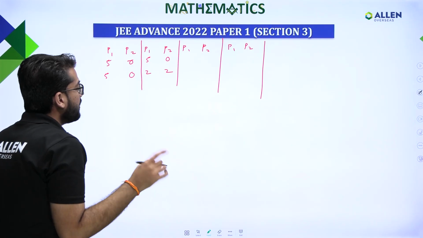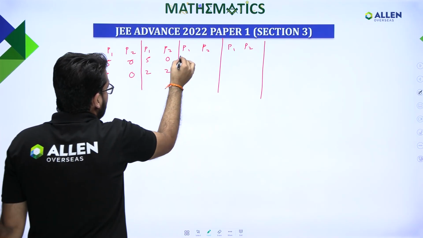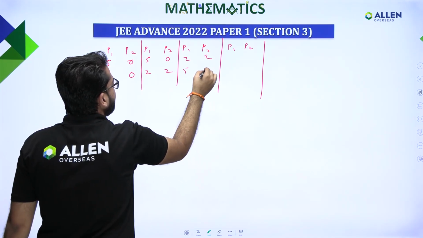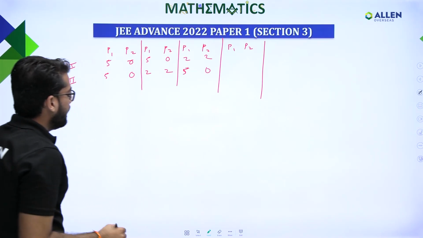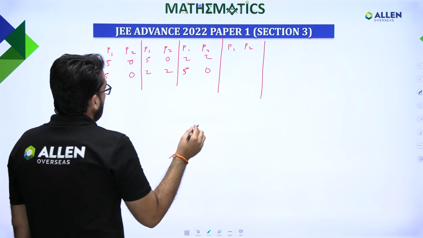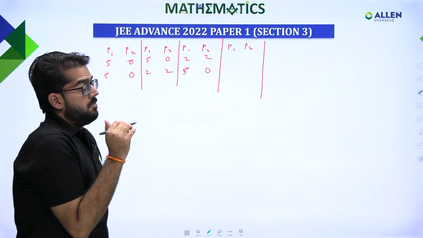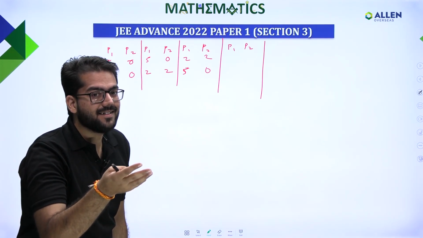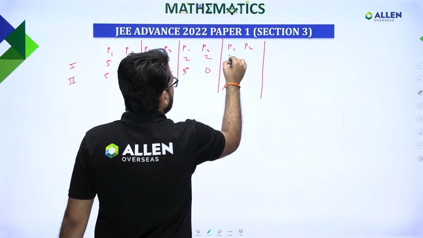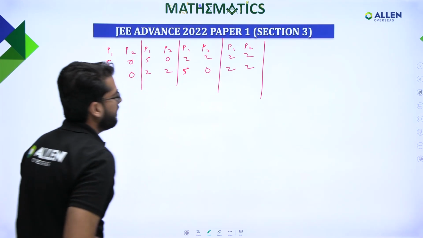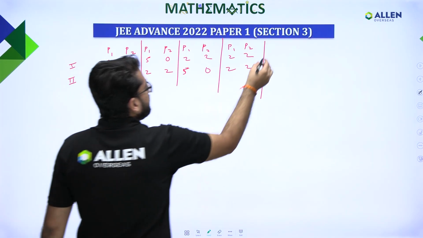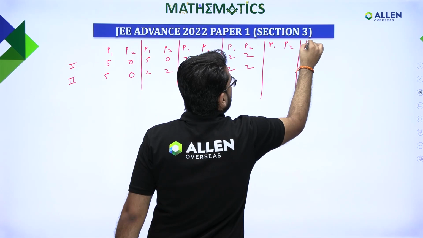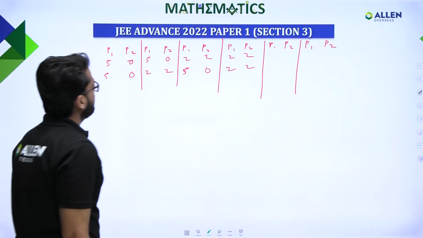Now for the third case, we can take again the shuffled one. This one we can shuffle here, 2-2, and here we have 5-0. Next, maybe there is one possibility in which both ties occur. Are you getting my point? So 2-2, 2-2. Again we have one more possibility. I think two more possibilities are there.